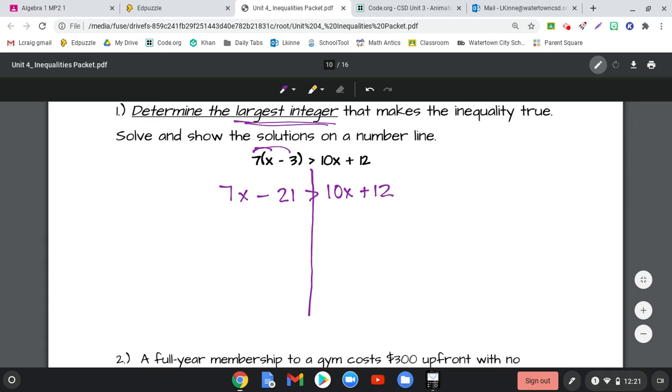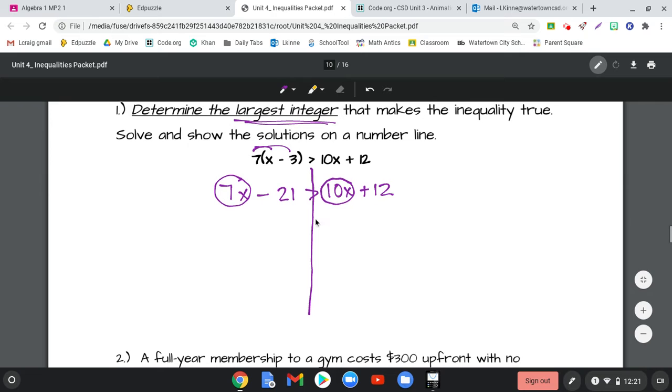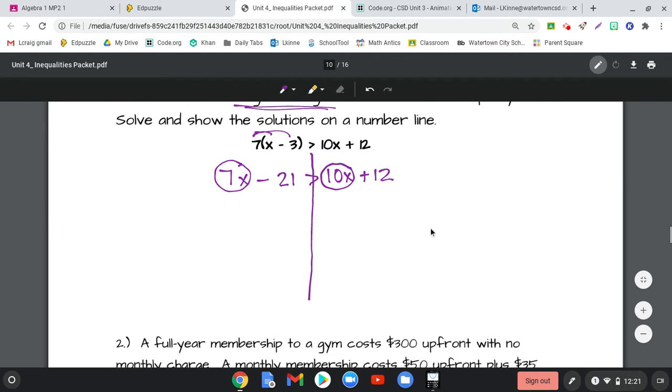From here, it's up to you. You could either bring the 7x over or bring the 10x over. I know some of you like to bring the smaller one over to the larger one, but when I'm working with inequalities, I like to have the variable on the left. I think it saves on confusion when you go to graph and read the inequality. So I'm actually going to subtract the 10x over, which gives us negative 3x. Then I still have my minus 21 is greater than, that's gone, positive 12.